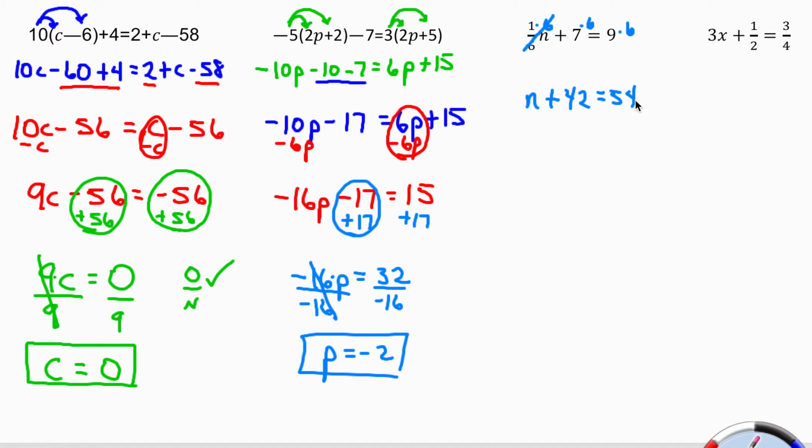There's not any parentheses. There's no math I can do. All my letters, my variables, are already on the same side. So just undo anything being added or subtracted to the variable. Same thing to both sides. So n equals 54 minus 42, 12.